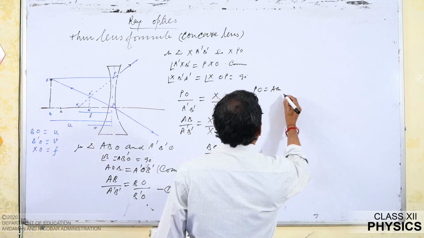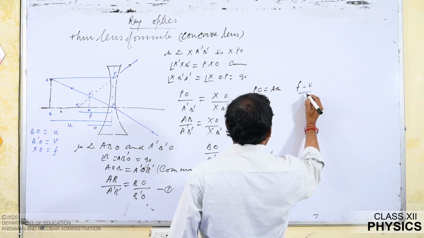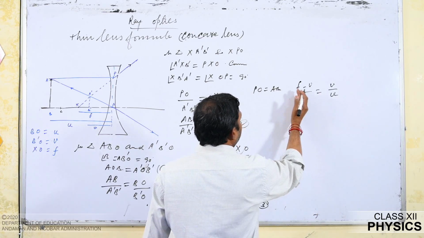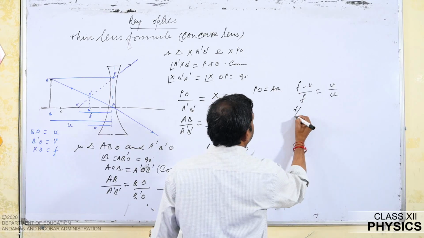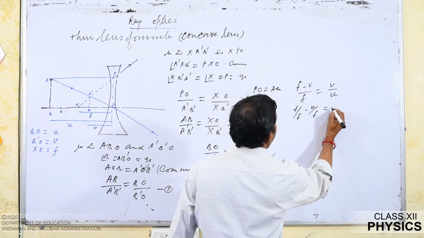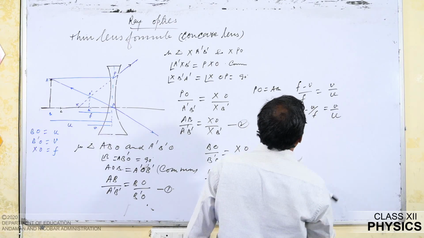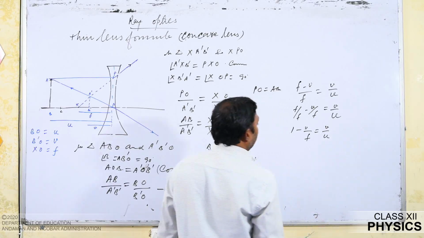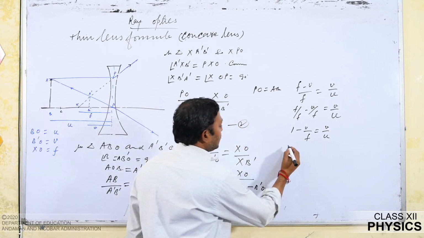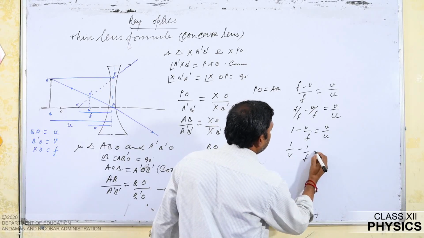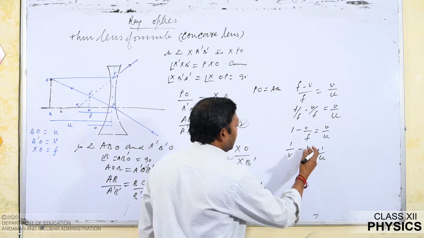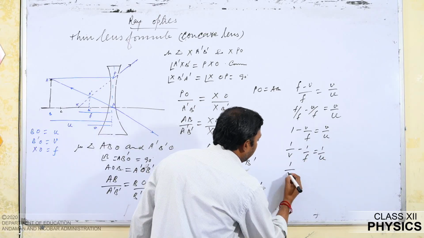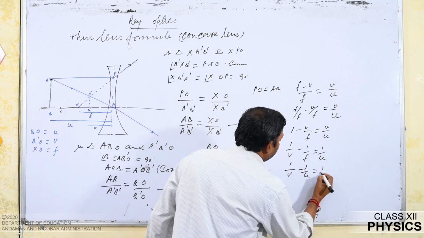Reversing this equation, we get F minus V divided by F is equal to V by U. Now, separating this F, we get F by F minus V by F is equal to V by U. So, it gives 1 minus V by F is equal to V by U. Dividing both sides by V gives 1 by V minus 1 by F is equal to 1 by U. Bring this 1 by F towards the right side and bring 1 by U towards the left side. Doing that, we get 1 by V minus 1 by U is equal to 1 by F.